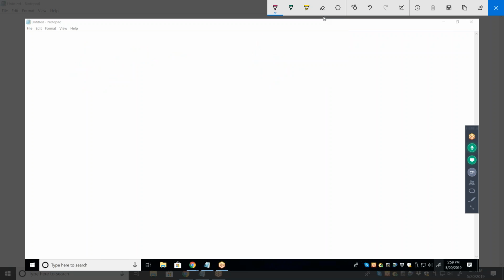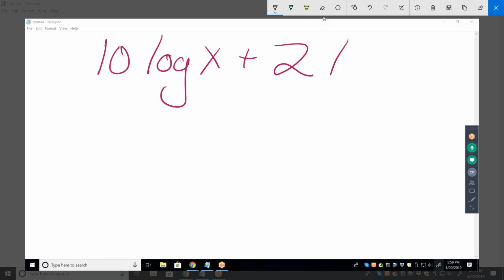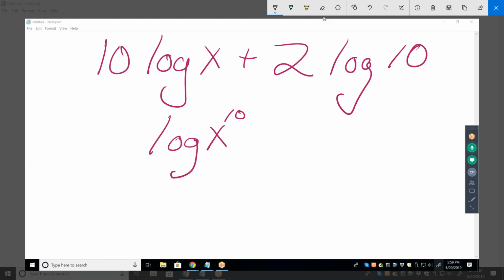10 log x plus 2 log of 10. Okay. Well, first, we have to move the numbers in front of log. So that becomes what? It'd be log x to the 10 plus log 10 to the 2.